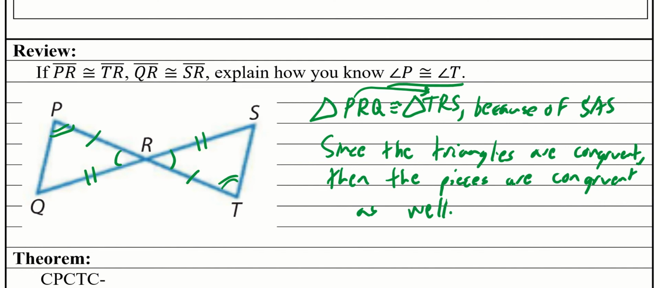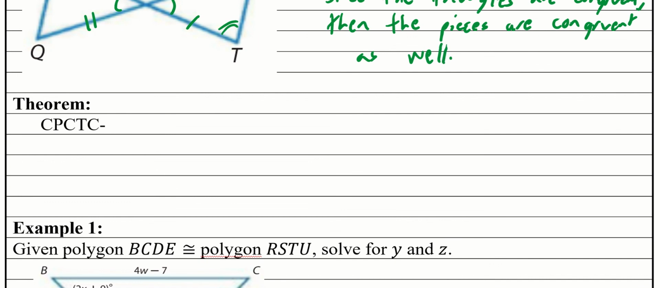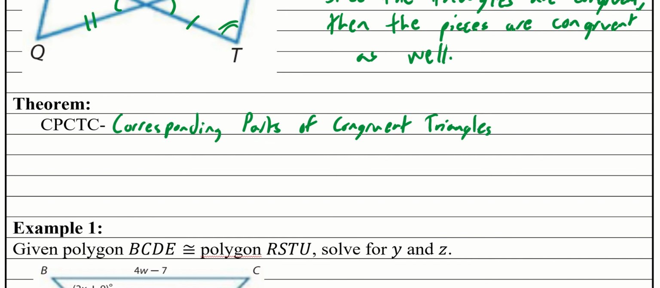Okay, this is what leads us to this theorem here, which is what we call CPCTC. Jeez, I'm already messing it up, trying to say it multiple times. Okay, and the good news is the definition of it is just what all these letters stand for here. And it says this: Corresponding parts of congruent triangles are congruent. Okay, corresponding parts of congruent triangles are always going to be congruent.